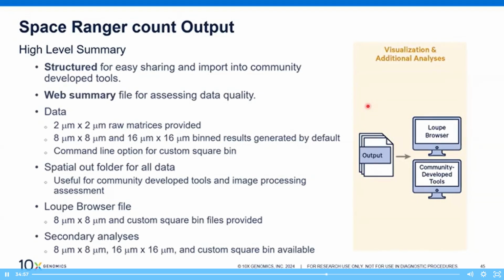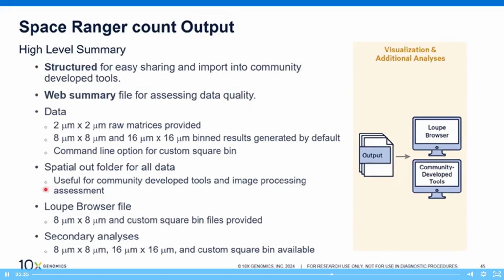The data that is provided is, as I mentioned before, the 8x8 micron binned results. It also gives you 16 by 16 micron binned results. These are generated by default. But there is a command line option if you want a custom square bin, so if you want your own size that is not included here. You also will get the 2x2 micron raw matrices provided to you. So if you want to go down to the command line option, you can choose whichever bin size you prefer.